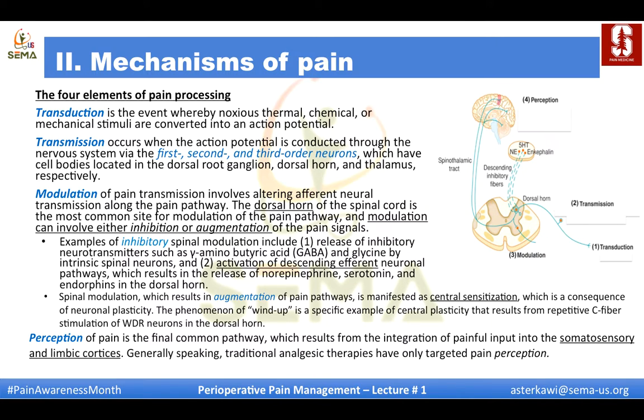And finally, perception of pain is the final common pathway which results from the integration of painful input into the somatosensory and limbic cortex. Generally speaking, traditional analgesic therapy has only targeted pain perception, but with the new era, we would like to target all these four elements when we make a plan to treat pain.